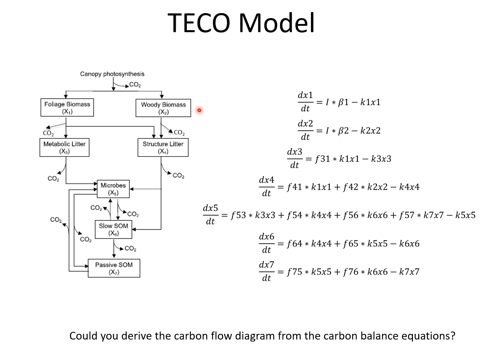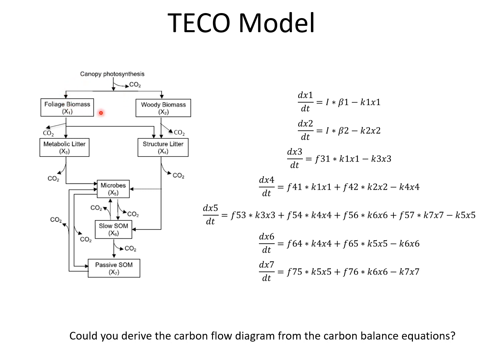The transfers could be parameterized as a single constant, or we could also model those transfers with different functional forms to capture the complex interactions with, for example, climate and soil conditions. We take the TECO model here as an example to illustrate how to derive a system of carbon balance equations from the carbon flow diagram. In this carbon flow diagram, we have 7 carbon pools: 2 plant carbon pools, the foliage biomass and woody biomass, 2 litter carbon pools, the metabolic litter and the structural litter, 3 soil organic carbon pools, the soil microbes, the slow soil organic matter, and passive soil organic matter.